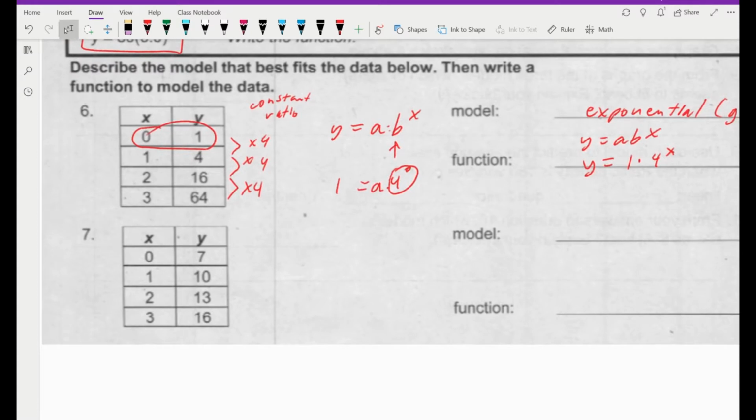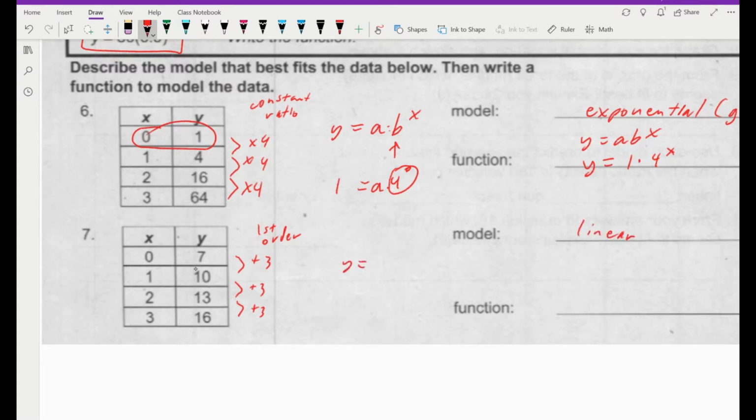Last example, number 7. Each time here, what are we adding or subtracting or multiplying to get from 7 to 10, 10 to 13, and 13 to 16? There is a first order difference. Each time we are adding 3. So it's a linear model.